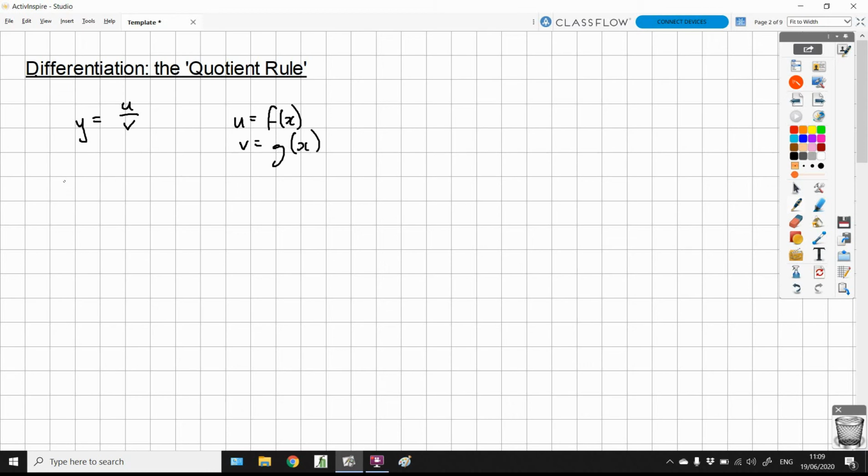Now, the quotient rule says this: dy by dx equals. Now I always start by filling in the denominator because it's easy to remember. The denominator is v squared. And this reminds me to start the numerator with v. And the numerator, it looks a little bit like the product rule, but not the same. v u dash minus u v dash. So that is the quotient rule.